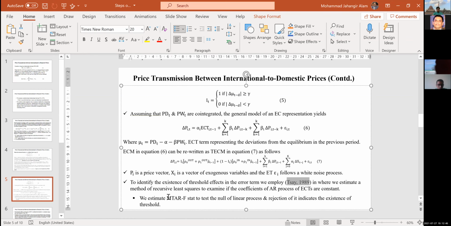So what it is saying is that MTAR is some sort of test showing whether the model follows a linear process or not. If the model does not follow a linear process, that means there is non-linearity, and that's why you will have to use the threshold error correction model based on this MTAR F statistics.